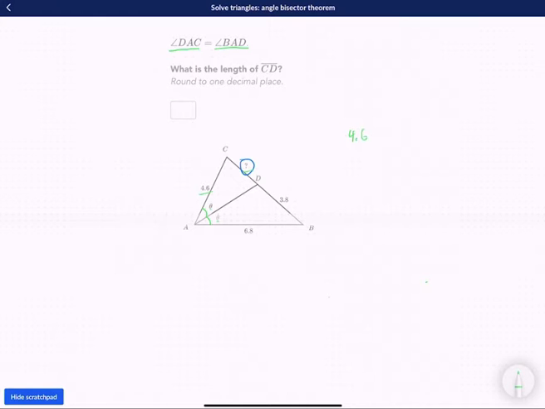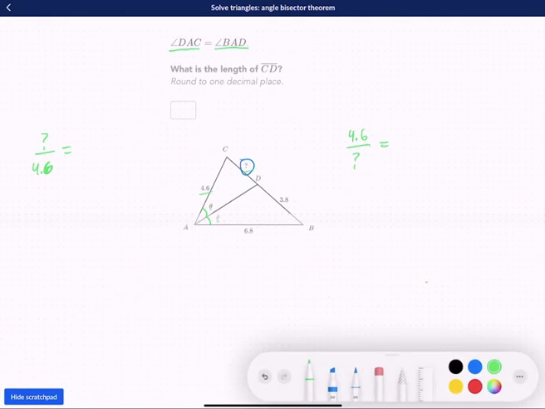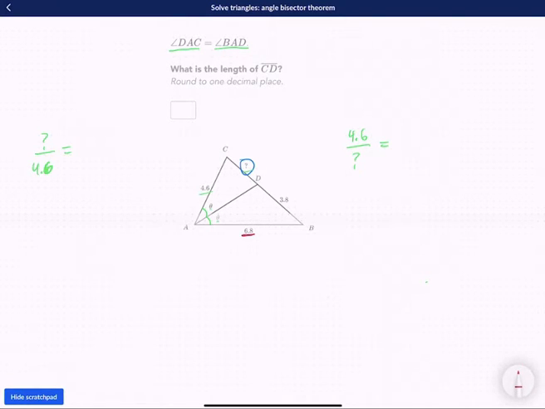So we go 4.6 over question mark, which you could actually do question mark over 4.6. It doesn't matter which one you choose to do, just as long as you're consistent with what you're doing. So the 4.6 is corresponding to the 6.8. So I'm going to put 6.8 right here, and underneath that I'm going to put 3.8 because that's what the question mark is corresponding to. The question mark is corresponding to 3.8.